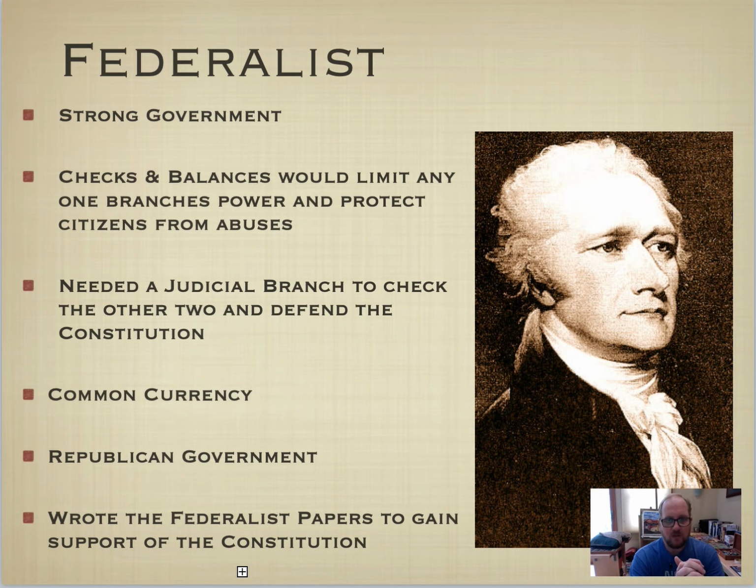They also wanted a common currency. They believed in republican forms of government because, again, they did not trust the masses. They wanted to keep the elite at the top. And to support this new ideology, they wrote the Federalist Papers to help gain support for the ratification of the Constitution.